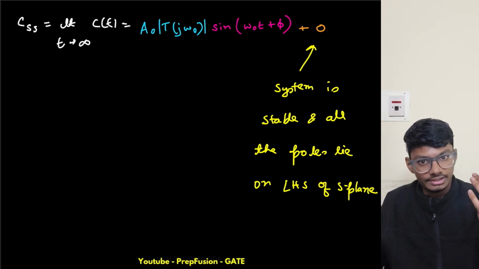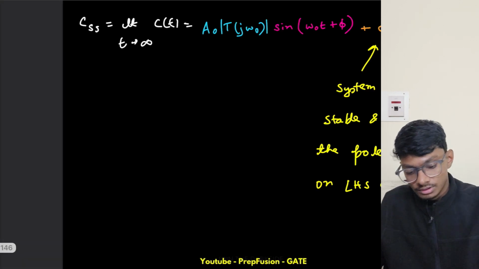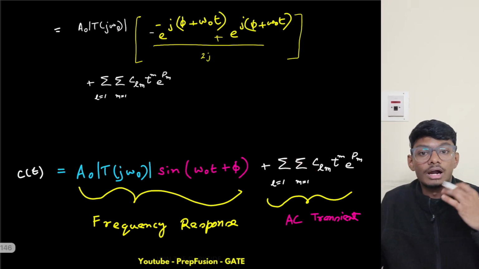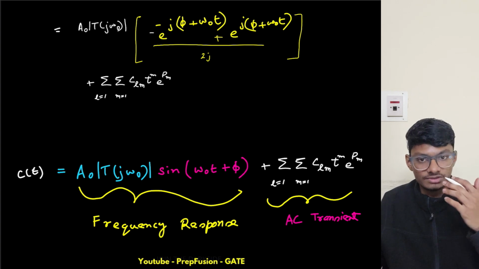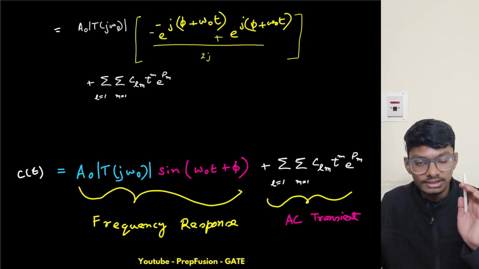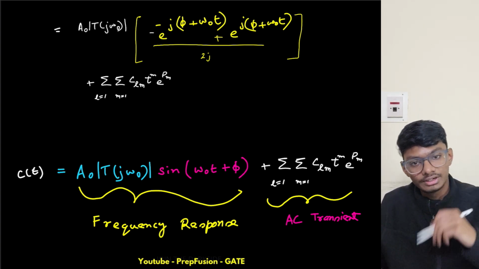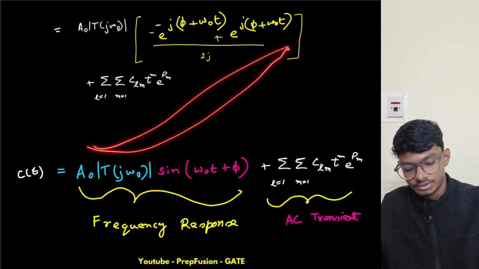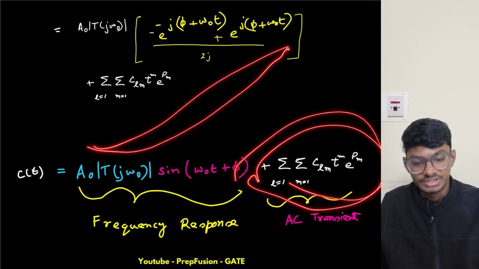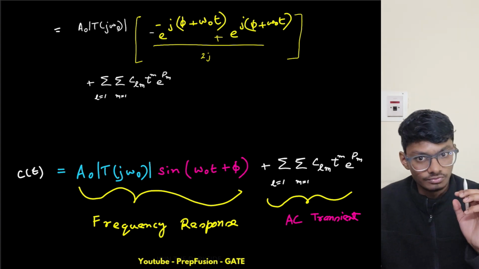But if my system was unstable, the exponential power would have been positive, let's say e raised to a plus t. Then at t equals infinity, what is happening? It is going up. Hence, this will not die down. This will be present over there. So yeah, that is an issue.